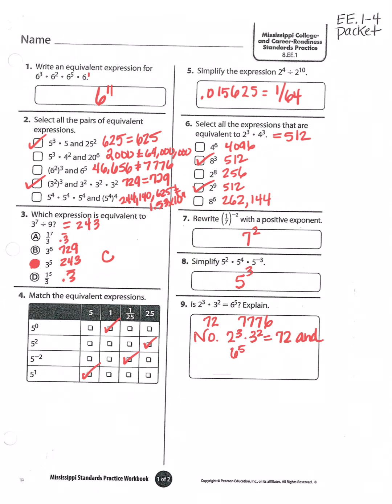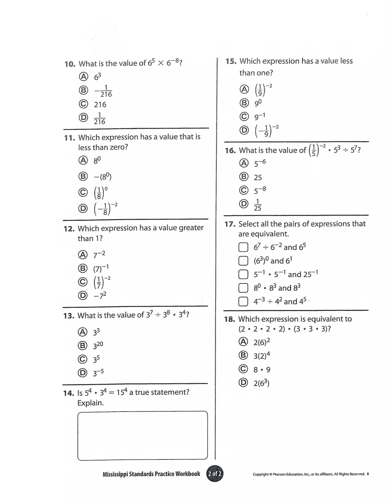And 6 to the 5th is equal to 7,776. And that proves that they're not equal. Next page, number 10. What is the value of 6 to the 5th times 6 to the negative 8?